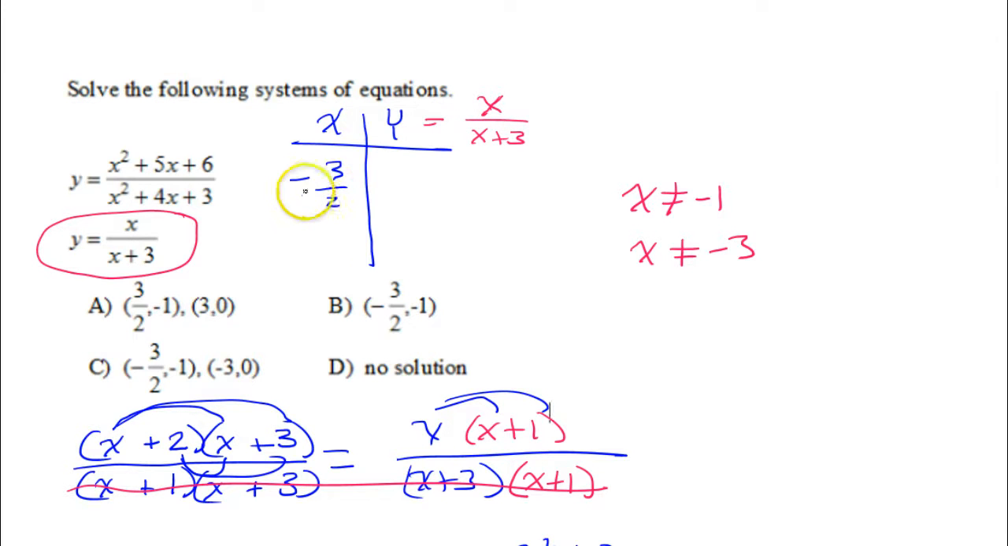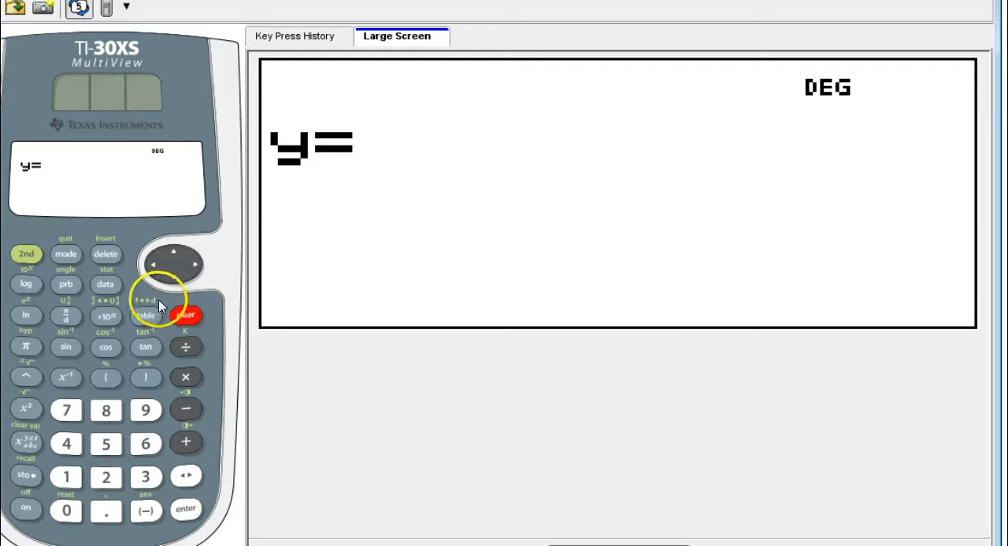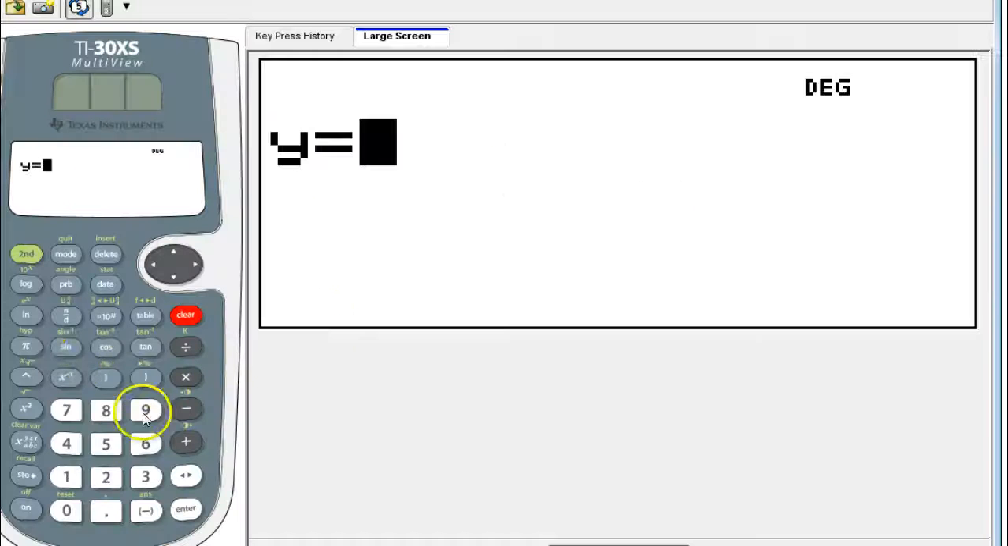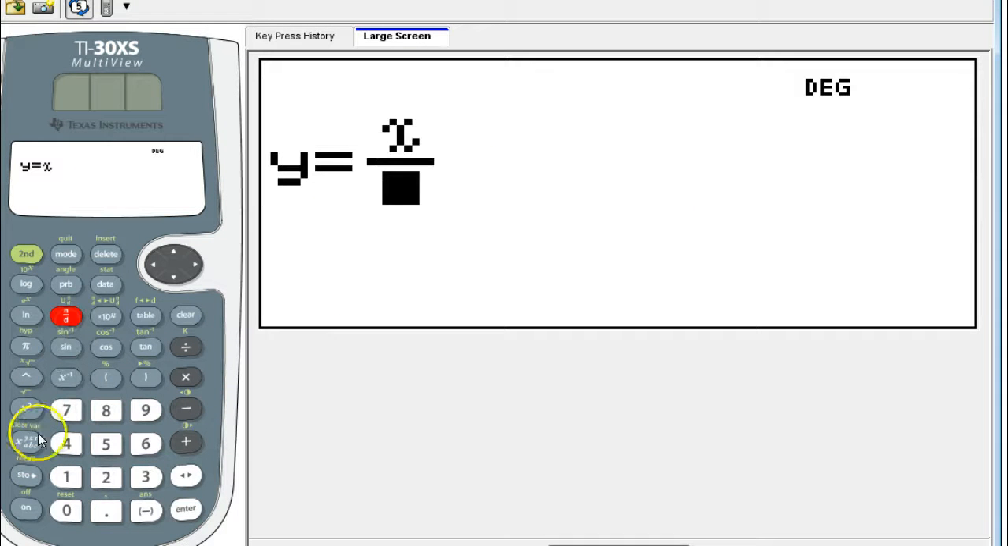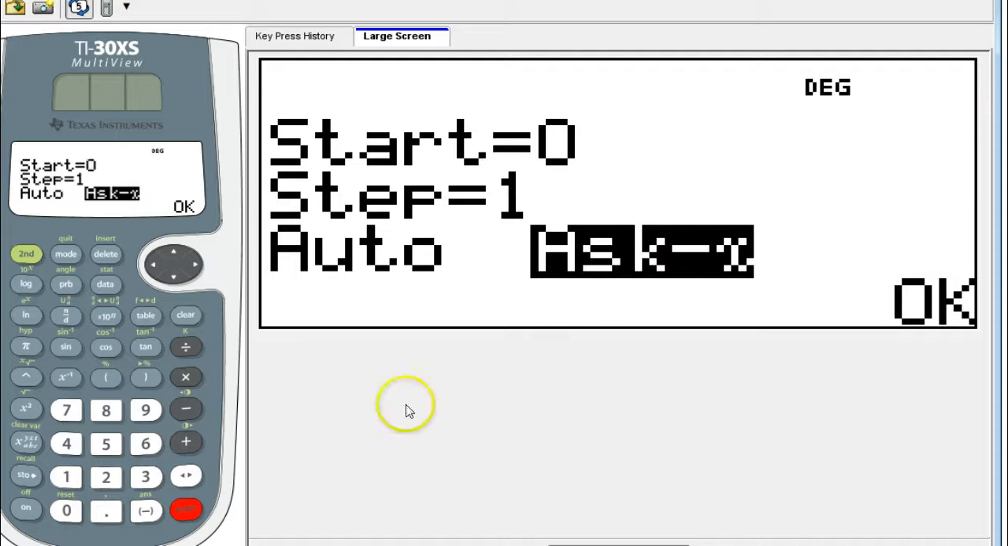Now, when the equation and my value are very simple, I just substitute them in by hand. If they look a little awkward, cumbersome, I use a calculator. I'm going to go ahead and use a calculator since I don't want to deal with having fractions inside of fractions. So I go to my table, feature, and I type in the y equation. So x over x plus 3. Make sure you're in Ask X mode.